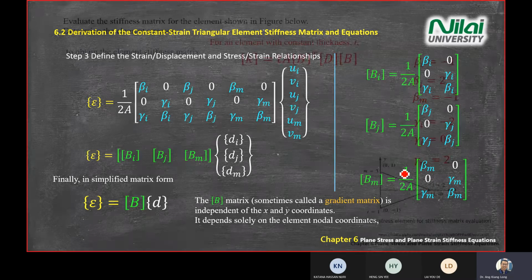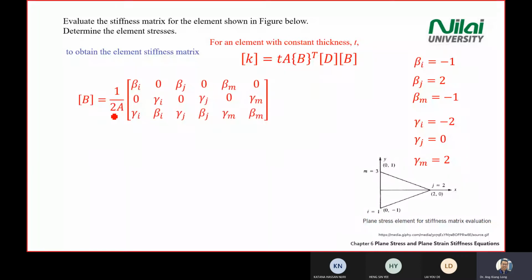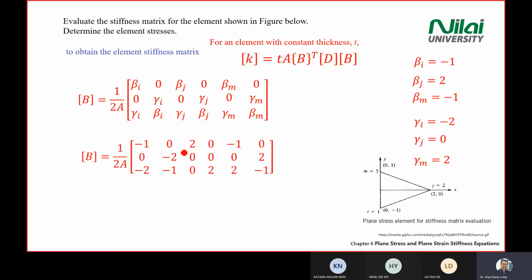Okay. Back to the slides here. So you want to calculate B, you use this equation. B equal to 1 over 2A, and then the beta I and so on. This is a standard form. So now you calculate what is beta I, beta J, beta M, gamma I, gamma J, gamma M. So what you do next is just substitute all the numbers inside this matrix. You get this B matrix value.